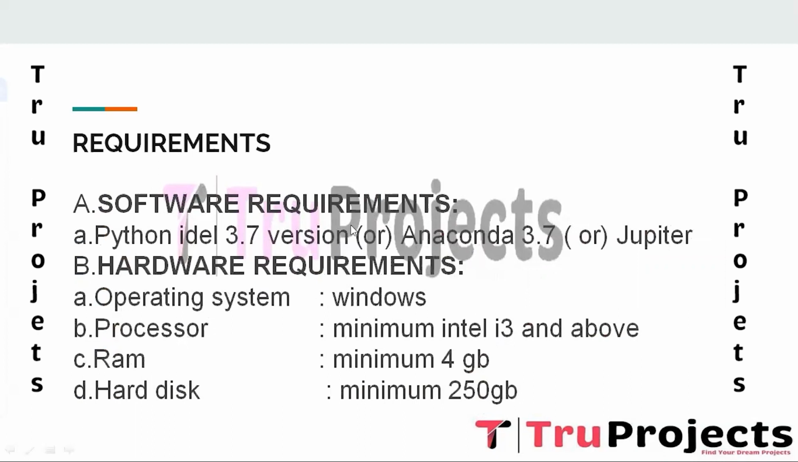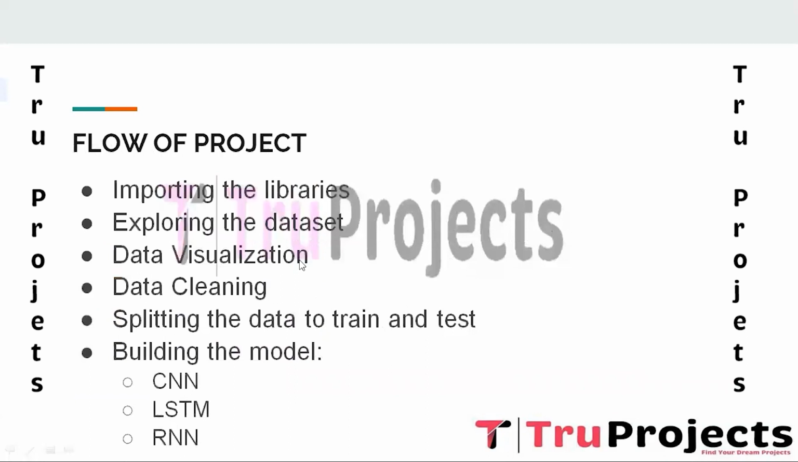The software requirement: Python IDE with version 3.7, or Anaconda with version 3.7, or Jupyter. Hardware requirements: operating system as Windows, processor of minimum Intel i3 and above, RAM of minimum 4 GB, hard disk of minimum 250 GB. To know the flow of the project, we need to discuss these steps.